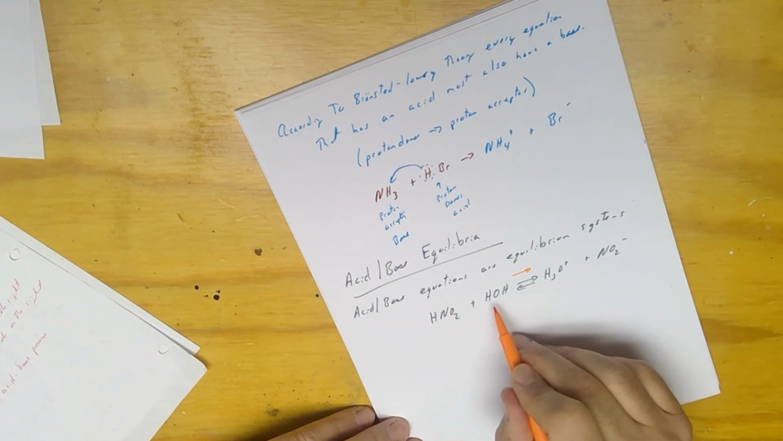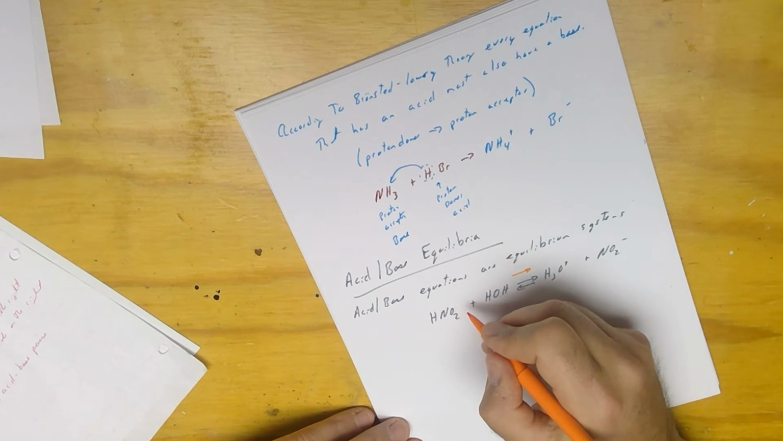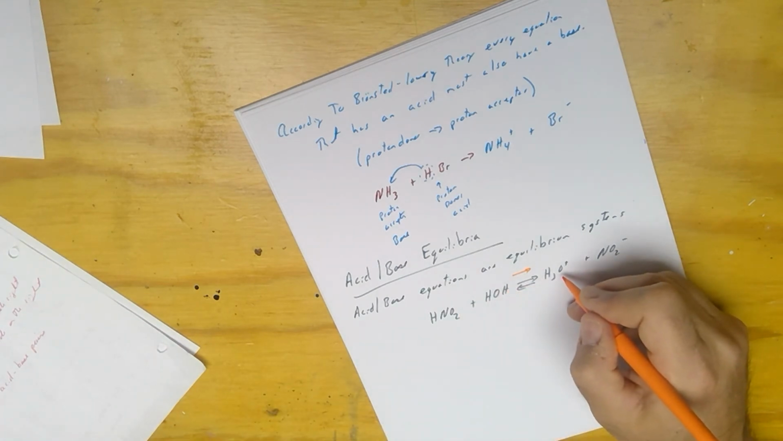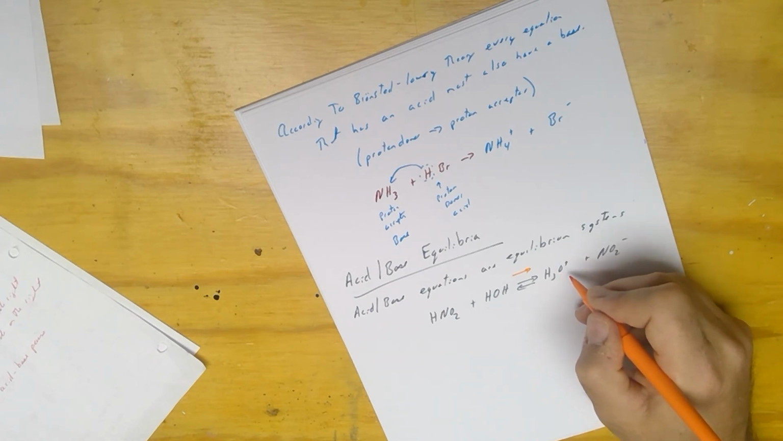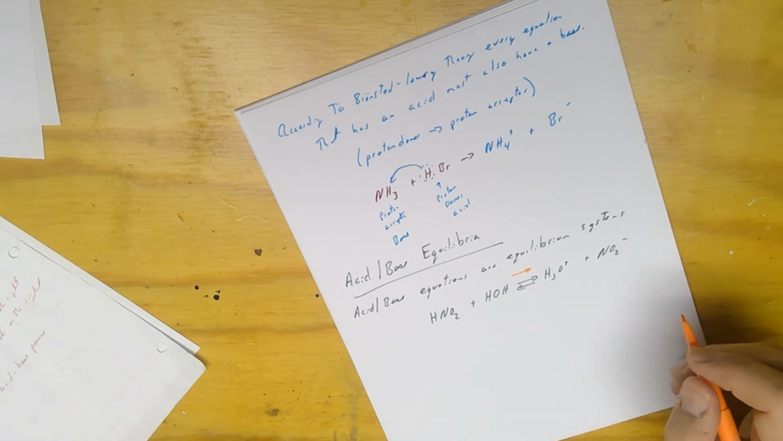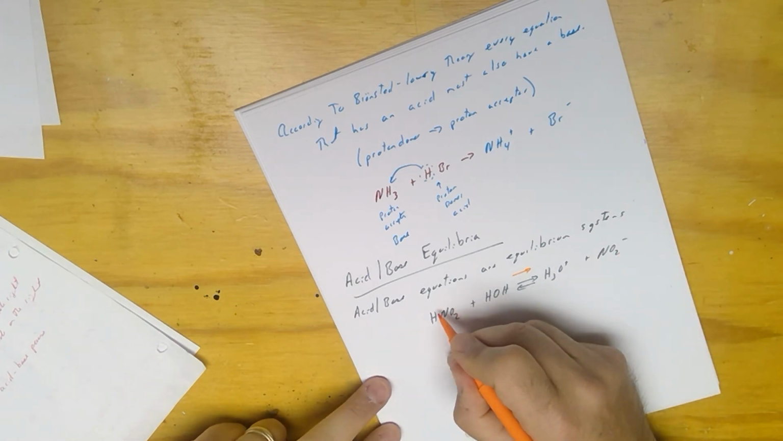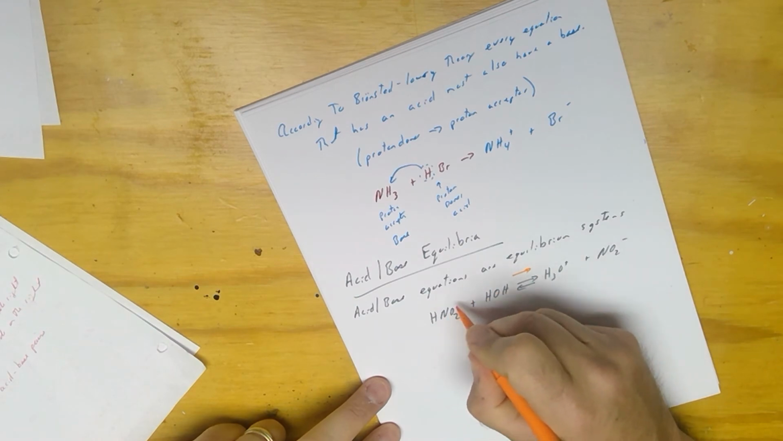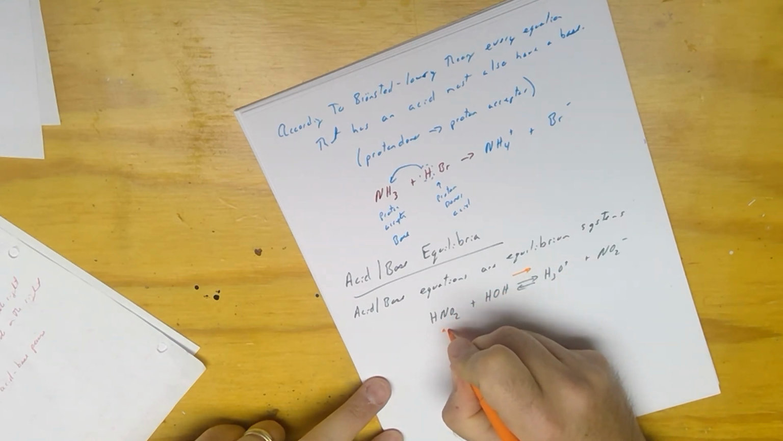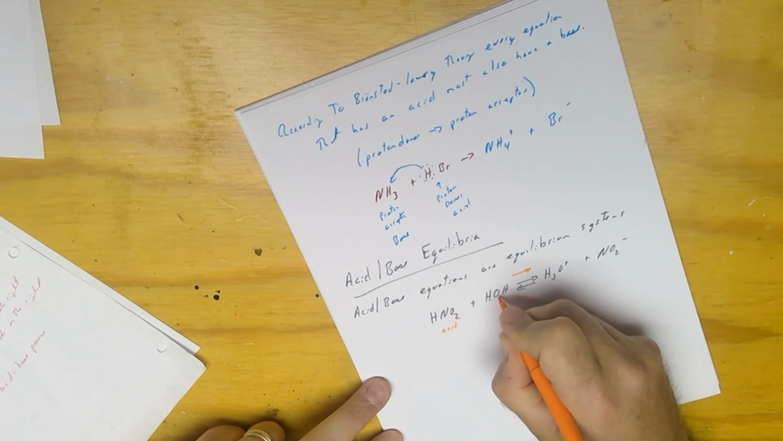HNO2 is going to donate an H plus to HOH and produce H3O plus and NO2 minus. So what happens is we're donating a proton. So this is acting as an acid in the forward, and this is acting as a base in the forward.